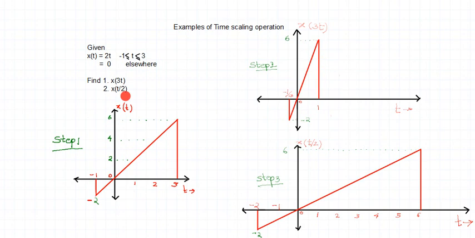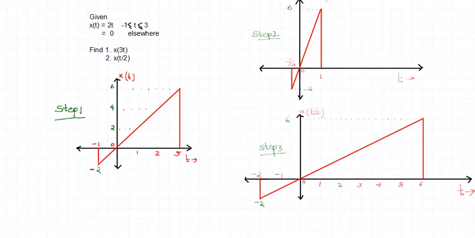Where A is between 0 and 1, we clearly understand it results in signal expansion. So I am now going to do signal expansion. How to do signal expansion? Multiply the time axis by the scaling factor. The scaling factor is 2 here, so multiply by 2. Expansion means I have to multiply. Compression means I am going to divide. So let us start.